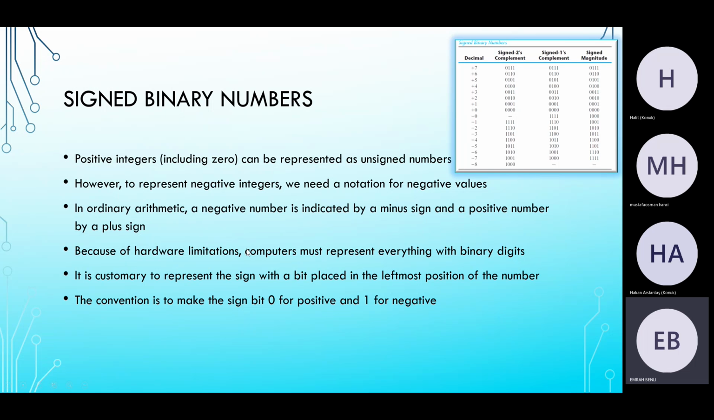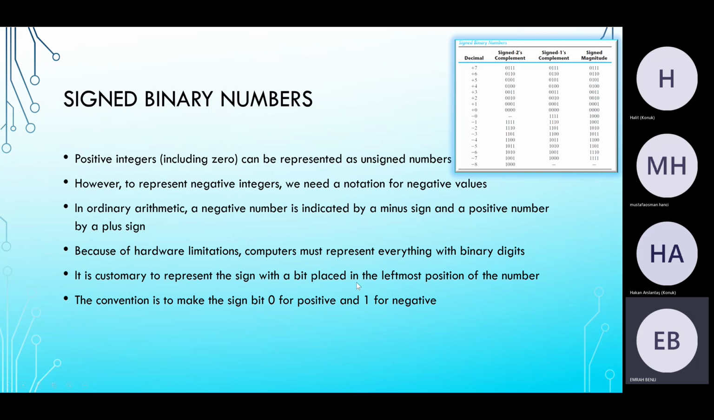And because of hardware limitation, computers must represent everything with binary digits. We said that computers are using binary numbers, so that's how they work. We cannot send a plus or minus sign to the switches and the transistors. We have to send 1 or 0. So we have to represent the minus or plus sign with binary numbers.